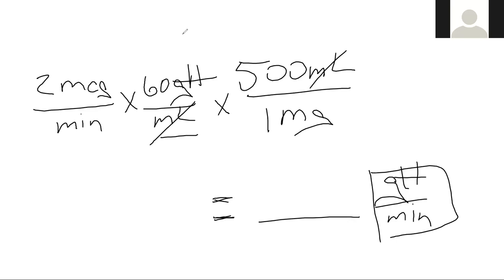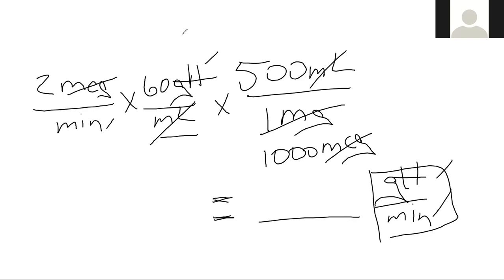So I remember that the relationship between milligrams and micrograms is it takes 1,000 micrograms to make 1 milligram. So I'm just going to mark that milligram out and I'm going to replace it with 1,000 micrograms. Now I can mark micrograms off the top, micrograms off the bottom. I'm left with drops over minutes on the left side of the equation, drops over minute on the right side of the equation. So now I know my equation is set up properly. Now I can do the math.